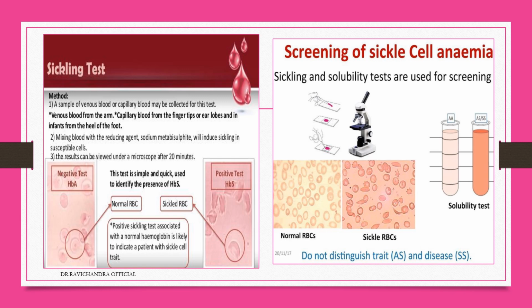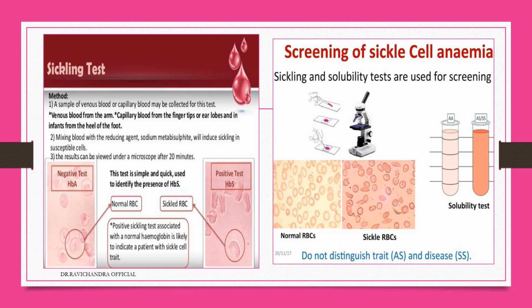Sickling test. It is a method where a sample of venous blood or capillary blood is collected. Venous blood is collected from the arm. Capillary blood from the fingertips or earlobes, and in infants from the heel of the foot, can also be used. Mixing this blood with a reducing agent like sodium metabisulfite will induce sickling in susceptible cells. So, in the exam, they may ask you the chemical that is used for sickling. In the options, there will be sodium metabisulfite. You have to mark it. 1% sodium metabisulfite is helpful in inducing the sickling in susceptible cells as it is a reducing agent. The sickling can be seen under the microscope after waiting for 20 minutes.